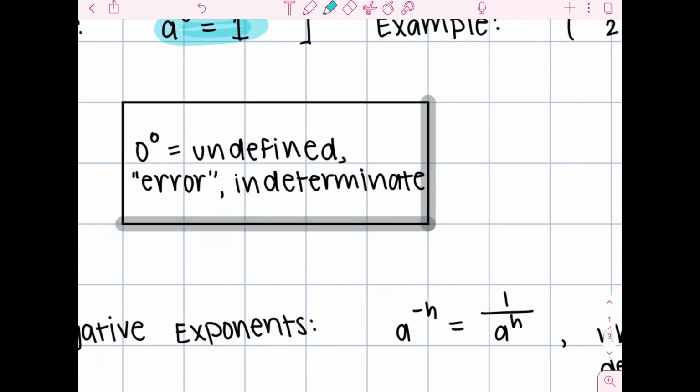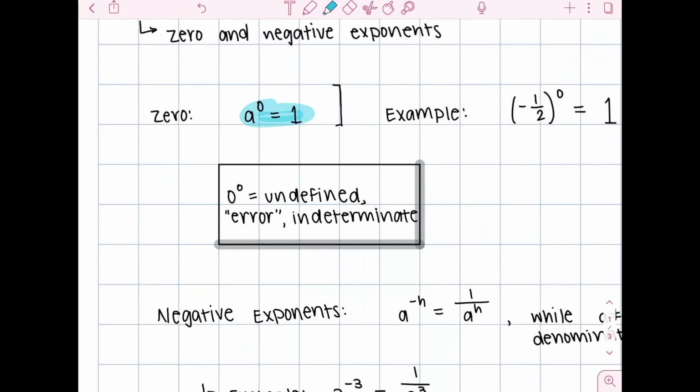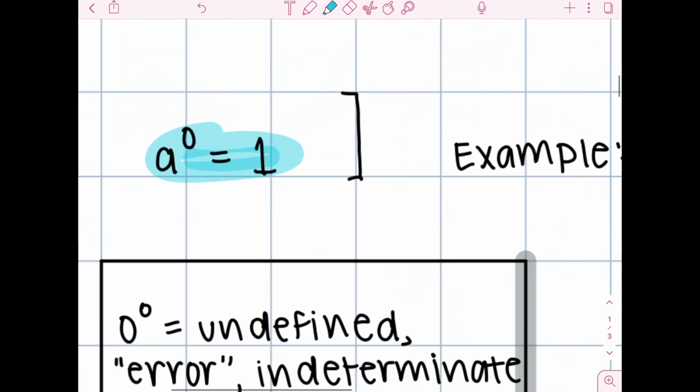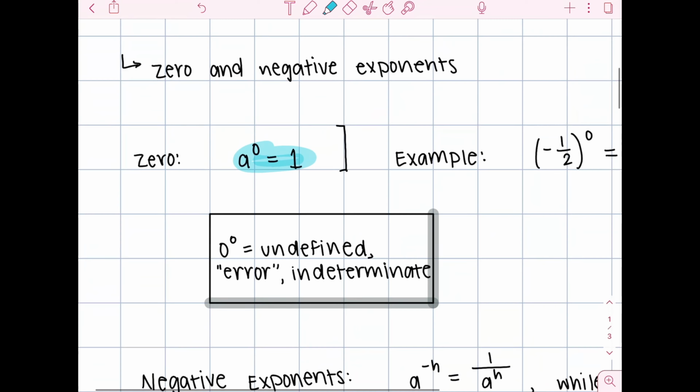But take note, if you have 0 to the power of 0, your answer will be undefined. It will come out as an error in your calculator, and the answer will be indeterminate. The only exception to this basic form is that your base a cannot be equal to 0 because it will be undefined.